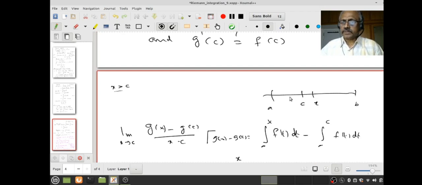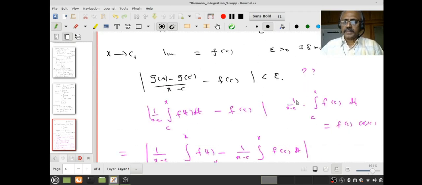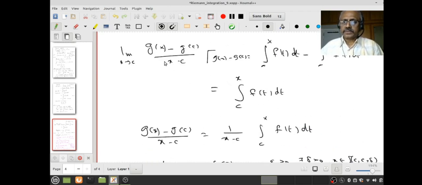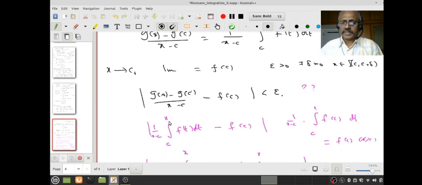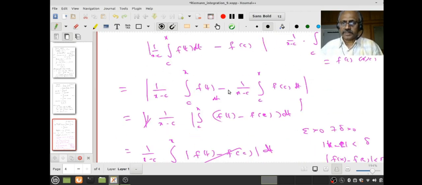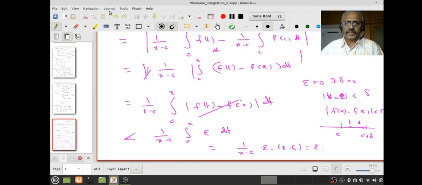For x approaching c from the left also you can do the similar thing, right? In that case the integral will be again c to x, but then remember now c is greater than x, so the interval c to x will be minus of the interval x to c. And here 1 upon modulus x minus c will be 1 by c minus x. Therefore this minus and that minus will cancel, everything will be alright. It should be a trivial exercise, you should do it.